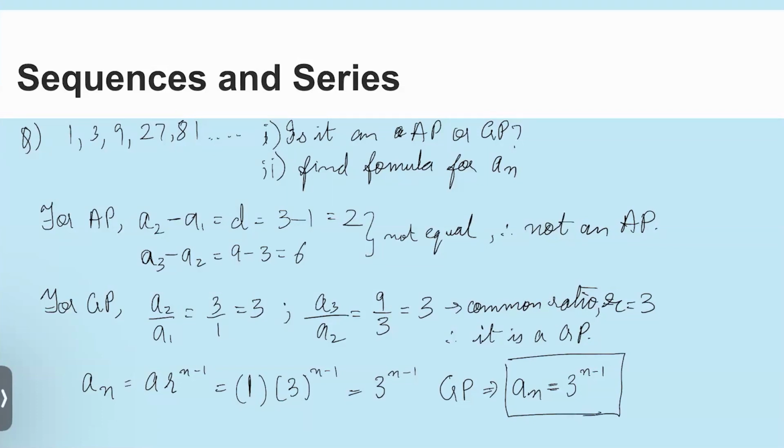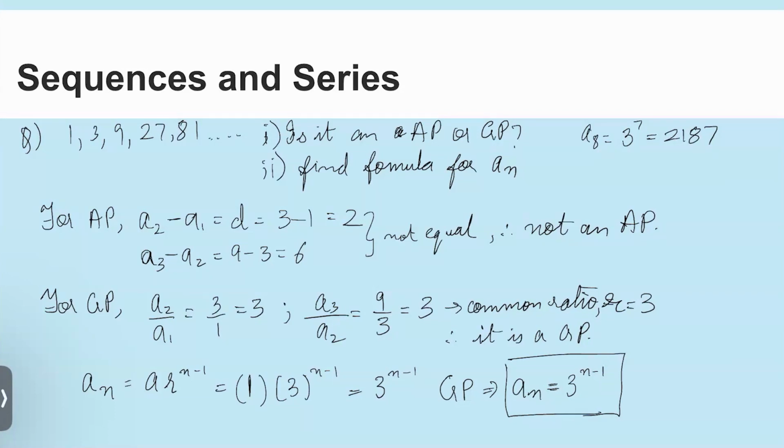So even if you have to find, say, your A8, all you have to find is 3 raised to n minus 1. Now over here your n is 8. So you have to find 3 raised to 7. A8 would be 3 raised to 7, and that is 2187. Okay, so it is easy.